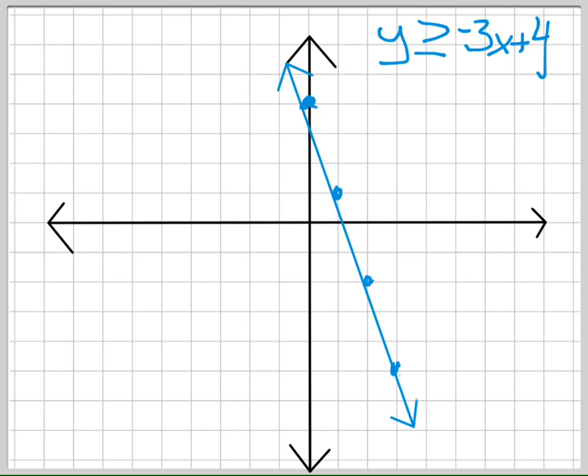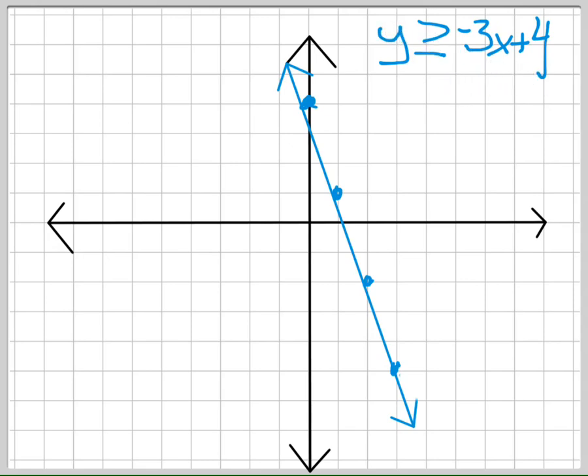So that's a boundary line. This is like we were going to graph the equation y equals negative 3x plus 4. If it was equals, we would be done. But now we've got this inequality symbol. It means we need to shade all the possible answers that make this true.